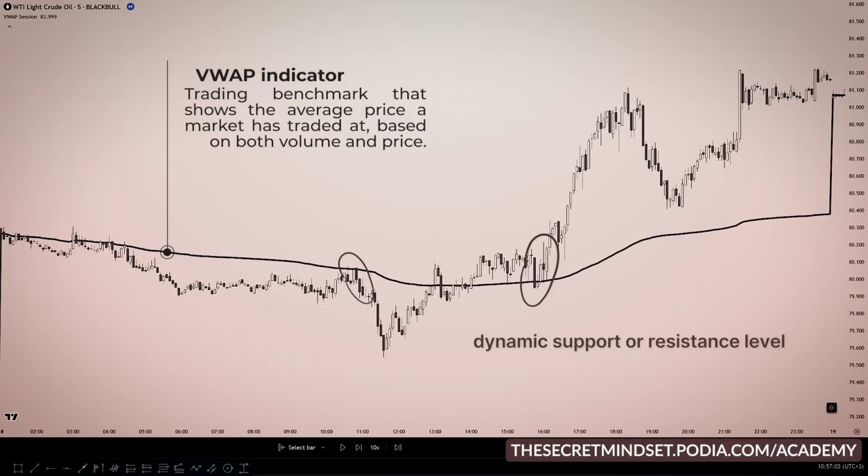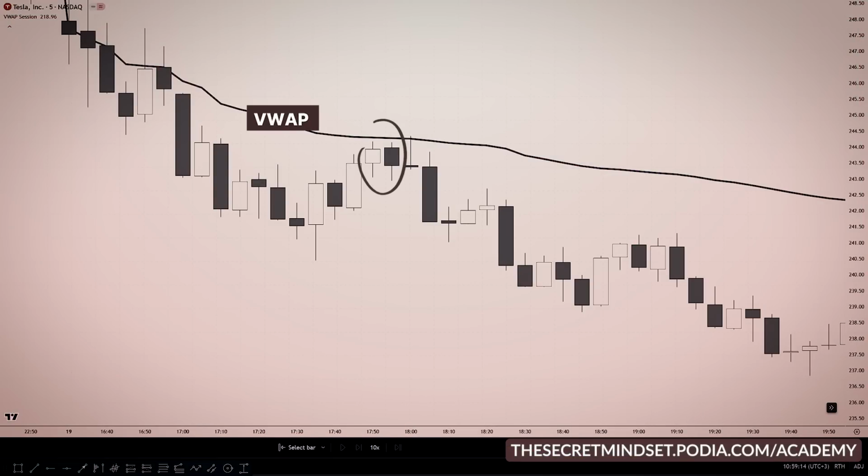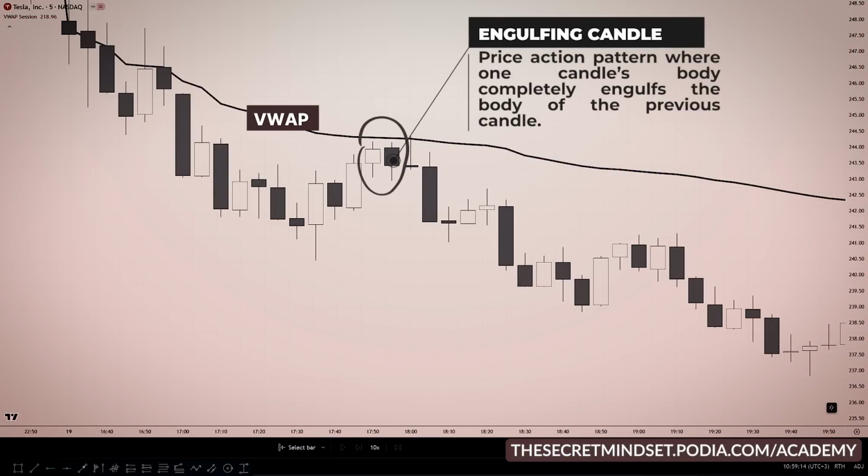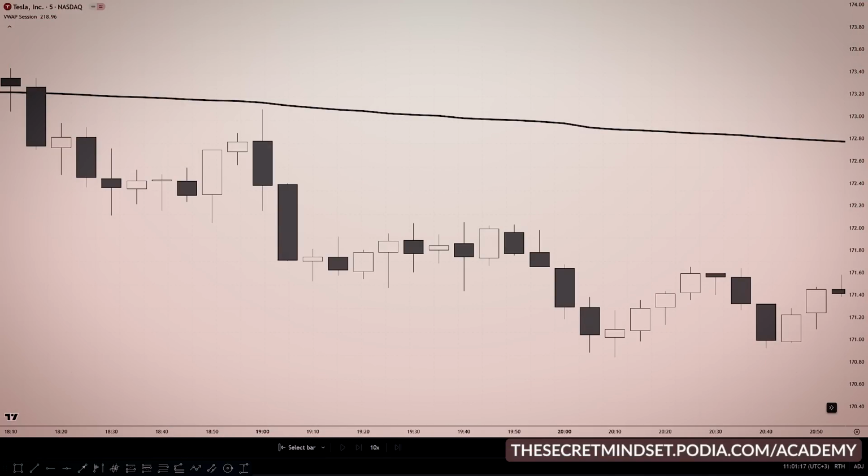The engulfing candle is the second component, a price action pattern where one candle's body completely engulfs the body of the previous candle. It's seen as a strong reversal signal, especially when it occurs around the main line. The perfect signal looks like this.